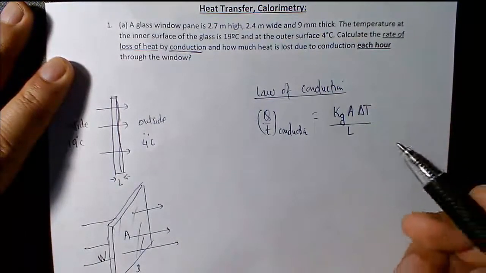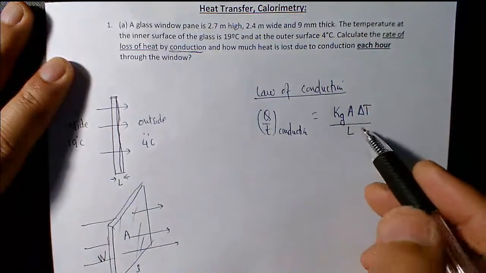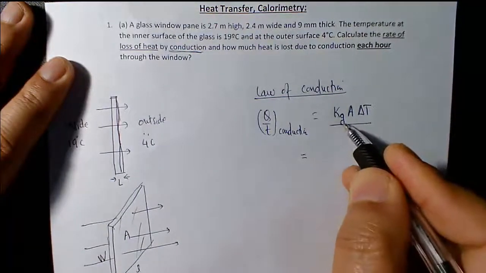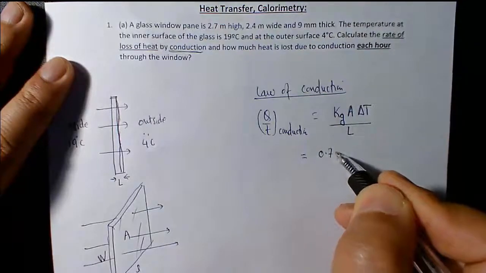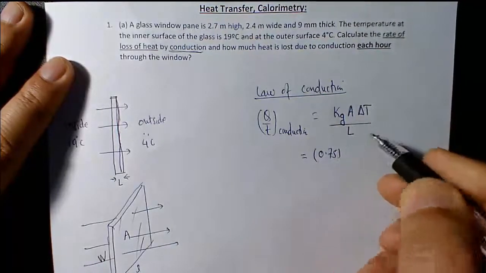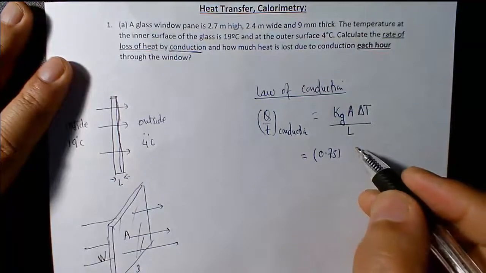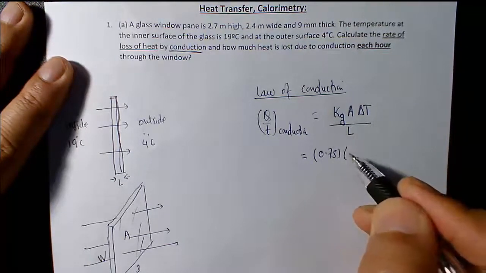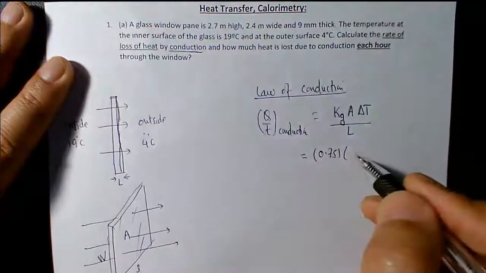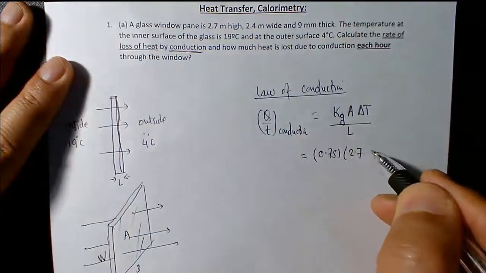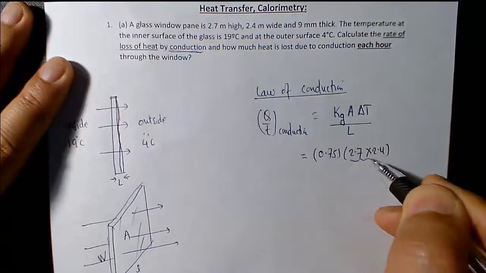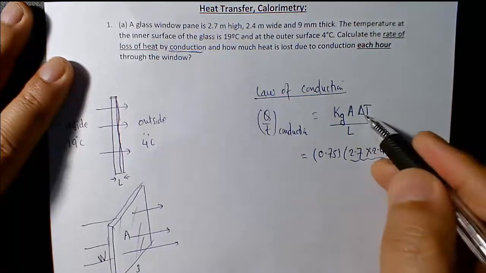So that's it, and you can have all the numbers ready. K of glass is 0.75. You can check from the reference table or from the lecture slide. That's the thermal conductivity for glass. Area: the glass is 2.7 high times 2.4 meter wide, so that gives you the area. And delta T is the change in temperature.